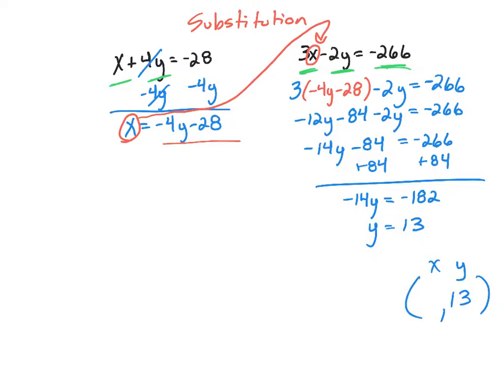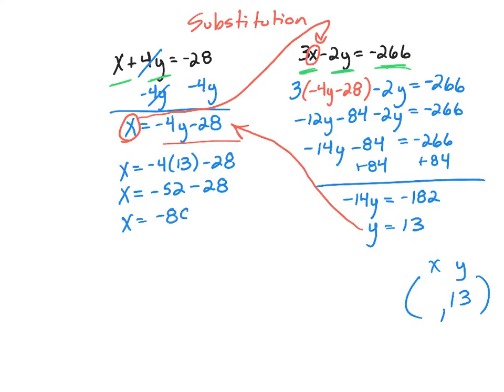Now I just got to go back and solve for x. So since I know what y is, I can go back to my original equation where I isolated the x and plug a 13 in for y to solve. So x is equal to negative 4 times 13 minus 28. Then I just solve for x. So x is equal to negative 4 times 13 is negative 52 minus 28. Combine those like terms, negative 52 minus 28, and x is equal to negative 80. So my ordered pair is negative 80, positive 13.